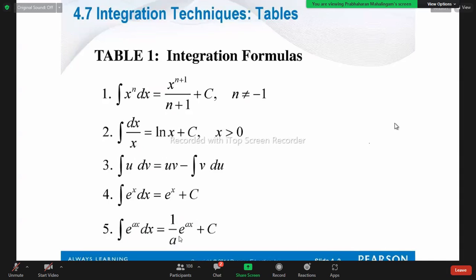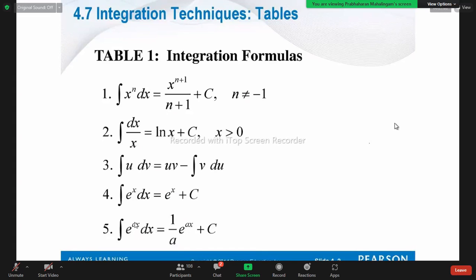That is why they will do 1 upon a. They put the answer 1 upon a into e to the power x. Why? Because a is there. Additionally, if you use the chain rule, ax is differentiated again, so the derivative of ax gives a in the numerator. So we want to divide by a, and that a should be cancelled. Then you have this answer.